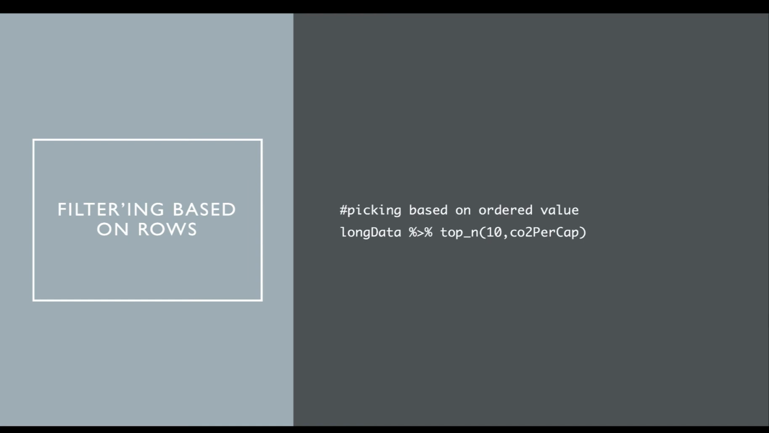One can also filter rows based on orderings of values. In this case, we are using the top_n function. The top_n function gives us the top 10 values of CO2 per capita in the data frame long data. These are only some of the ways in which dplyr allows us to transform our data set by filtering on row values.